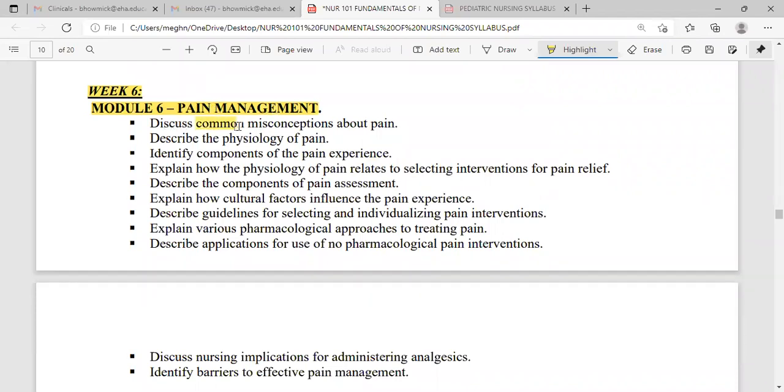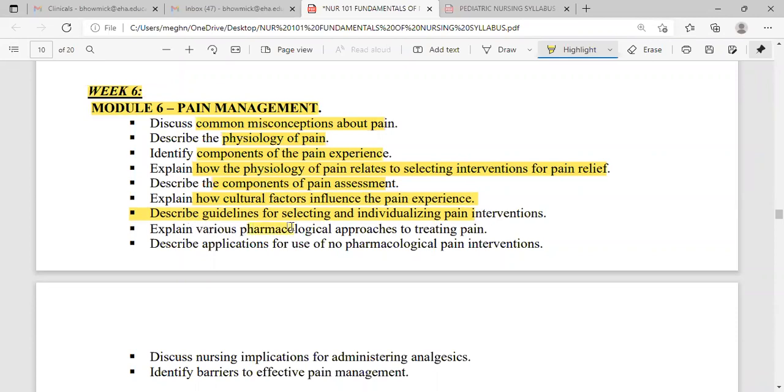So discuss the common misconceptions about pain, the physiology of pain, and what the components of the pain experience are. Also, explain how the physiology of pain is related to selecting interventions for pain relief. Describe complications of pain, components of pain assessment, and explain how cultural factors influence the pain experience. Describe the guidelines for selecting and individualizing pain interventions.